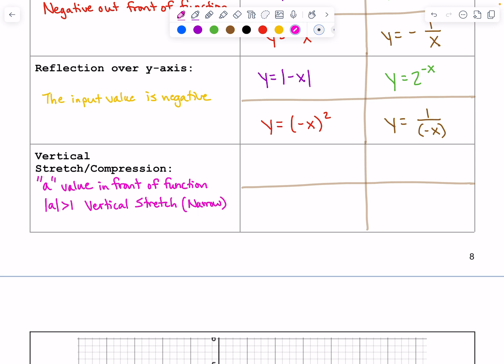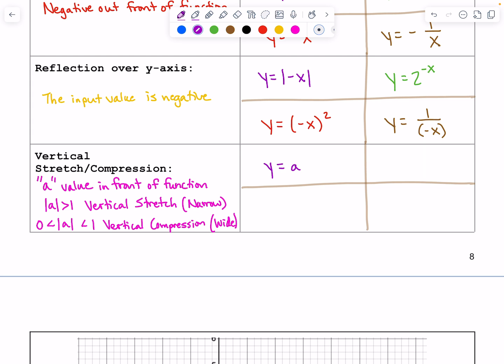And if your absolute value of a is between 0 and 1, then you have a vertical compression. And your graph tends to look more wide with those. So it can depend on the function as to how much you can see when you have a vertical stretch or compression. Some of them are pretty obvious and some are not as obvious.